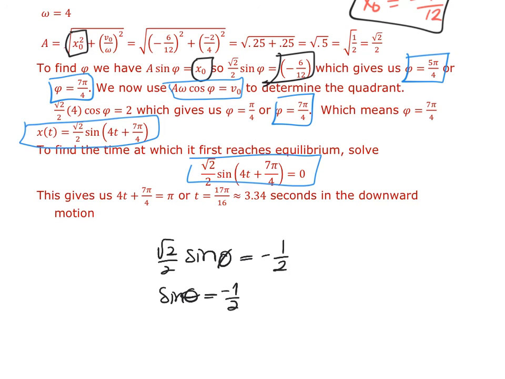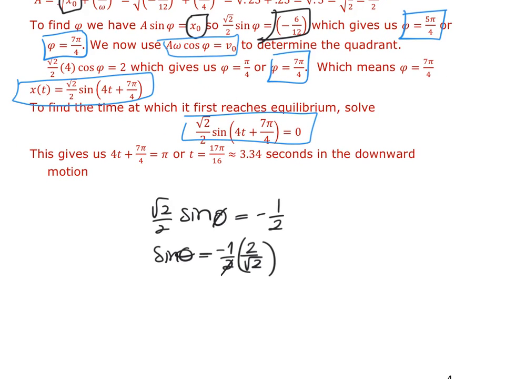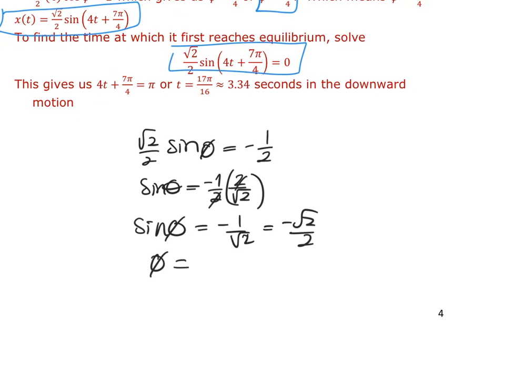Negative 1/2, thank you. I'm going to multiply by the reciprocal of this, which is 2 over the root 2. Those cancel, and I get the sine of phi, and I keep on theta, is equal to negative 1 over the square root of 2, which is negative square root of 2 over 2. So that means that phi has to be a 45 in quadrant 3 and quadrant 4.